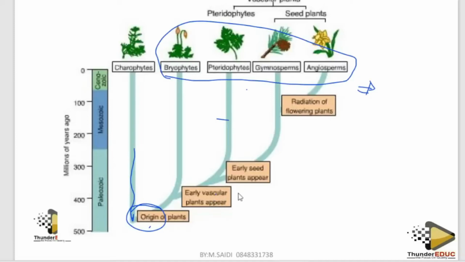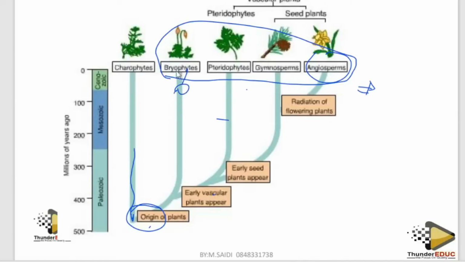Phloem, you remember, is responsible for transportation of manufactured food, and xylem is responsible for transportation of water and mineral salts. Now look, all these plants have a vascular bundle. All these plants are seed plants. These two, the gymnosperm and the angiosperm, have seeds. Only this one is the flowering plant. All these ones before this are non-flowering plants. These ones we call thallus.